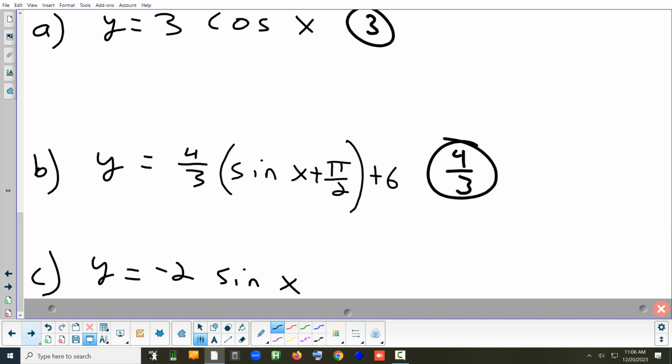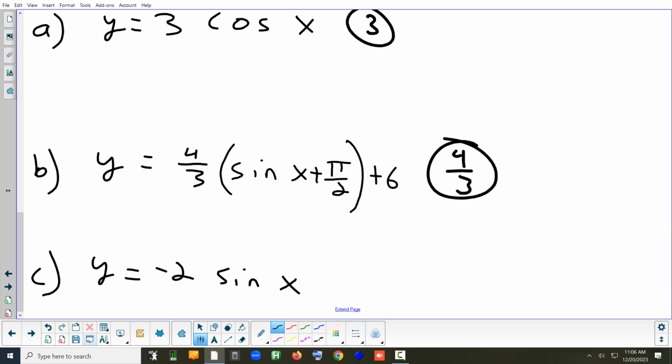How about -2 sine x? Amplitude? 2. What would be the amplitude now if I did that? It'd stay 2. It'd still stay 2. Yeah. But does the negative cause something to happen in the graph? Yes, and we need to do that when we graph.